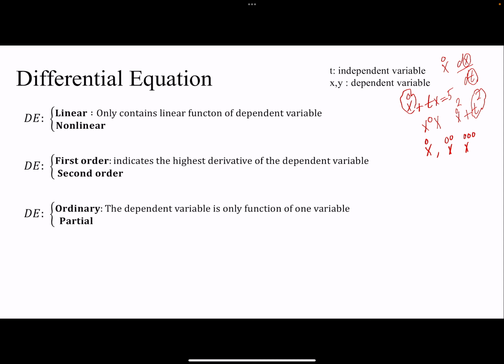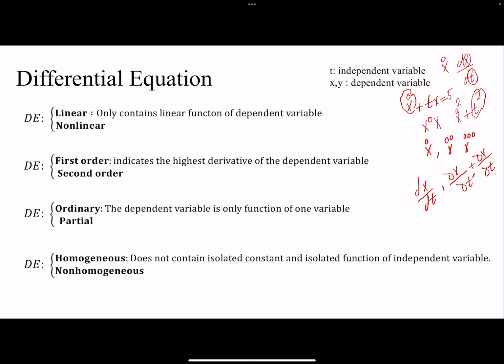respectively. Then I have ordinary and partial. In ordinary, our dependent variable is only a function of one variable. So that's why we use dx over dt. But if it's partial, then we have to use the partial sign, because in addition to, let's say, time, I have other functions as well. It could be, let's call this t prime plus partial x with respect to t. So I have multiple variables, and our dependent variable can be a function of more than one independent variable.